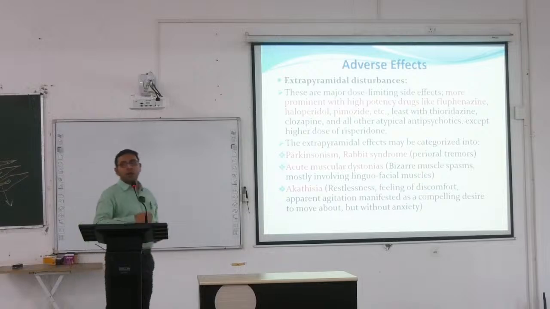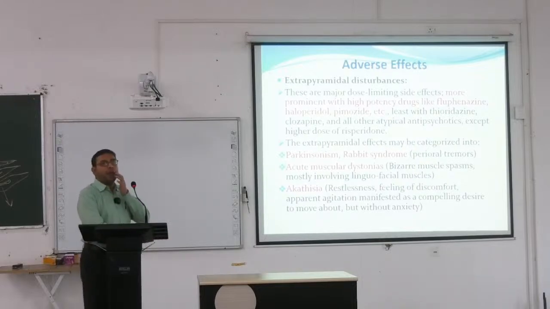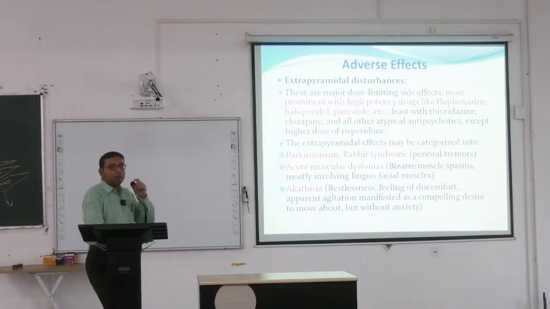Extrapyramidal disturbances, already discussed, this is very important. Extrapyramidal symptoms, different types and names of the extrapyramidal symptoms. Another name is rabbit syndrome. Rabbit syndrome can also occur. Rabbit syndrome means perioral tremor. The sides of the lips gradually keep trembling, that is called rabbit syndrome.